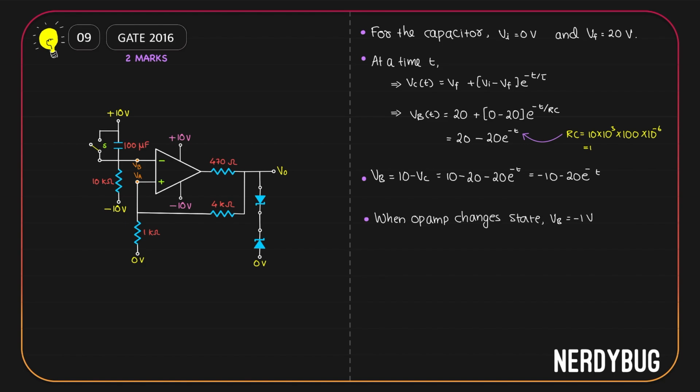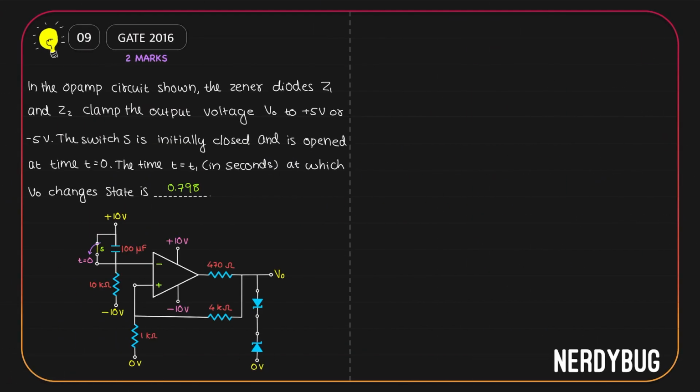We have already found that the OpAmp changes its state when VB becomes minus 1 volt. VB is this much, so we have to equate it to minus 1 volt. That gives us 20 e to the power minus t has to be 9, or e to the power minus t should be 9 by 20, or e to the power t should be 20 by 9, which means the time t at which this happens is log of 20 by 9, which is 0.798 seconds. So the switching will happen at 0.798 seconds.